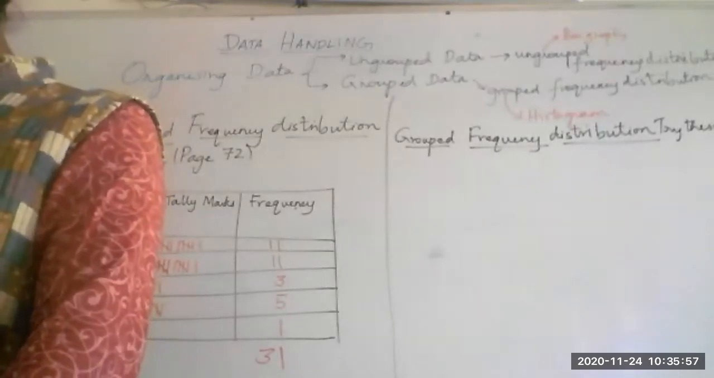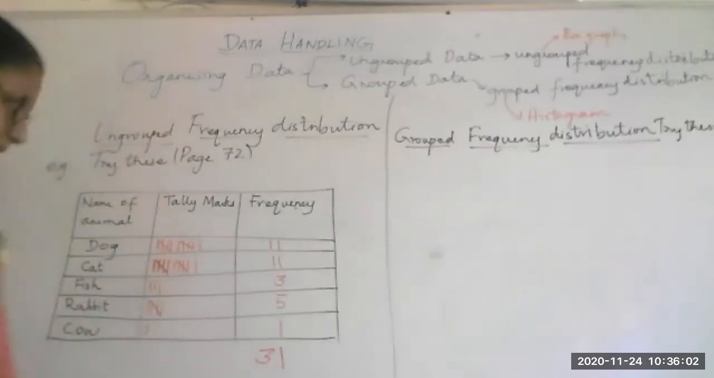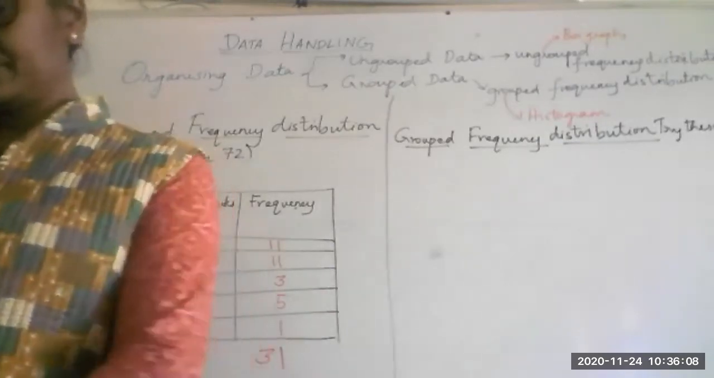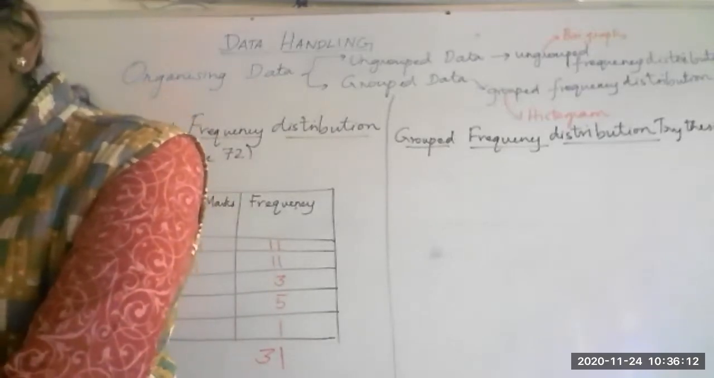Ma'am, we have to write this. It's a 28. Then where did we miss? Did we add something more? See how many times dog is repeated. Count quickly. Come on. From your raw data, tell me how many times dog is repeated.